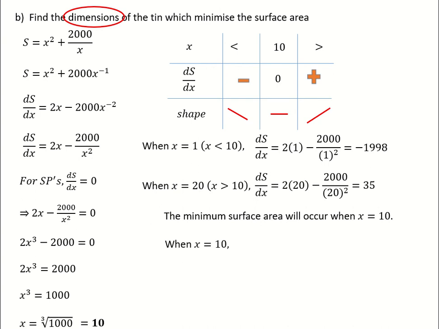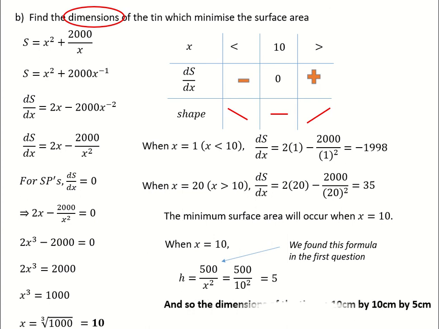Right, and in the first bit, we actually found a formula for h. h was equal to 500 over x squared. So we take our x, we substitute it in. 10 squared is obviously 100, so it's just going to be 500 divided by 100, which is 5. So the dimensions of the tin are 10 centimeters by 10 centimeters by 5 centimeters.